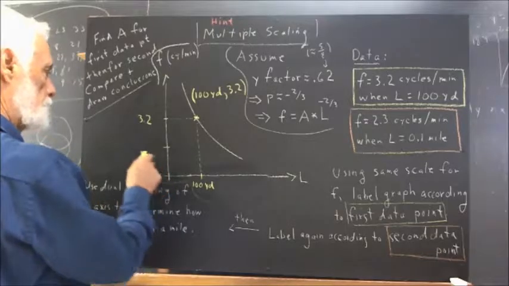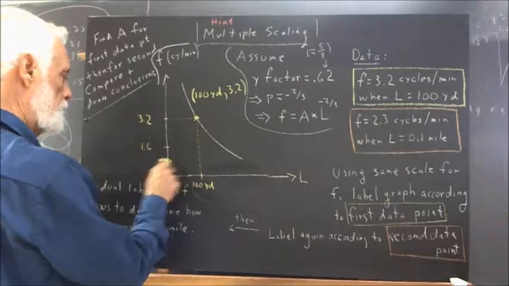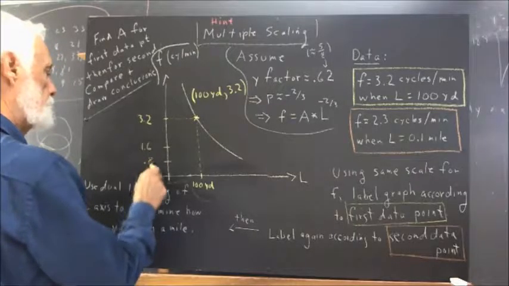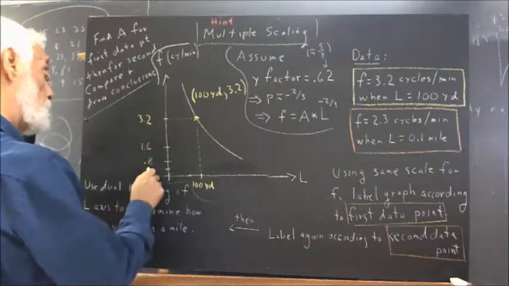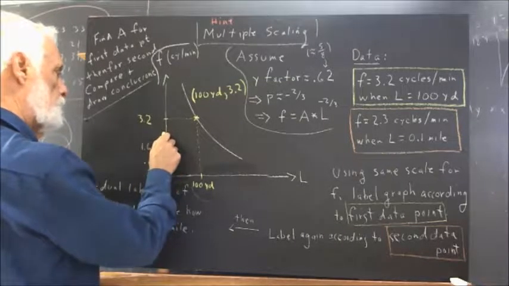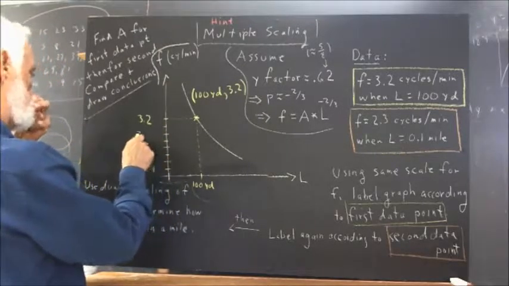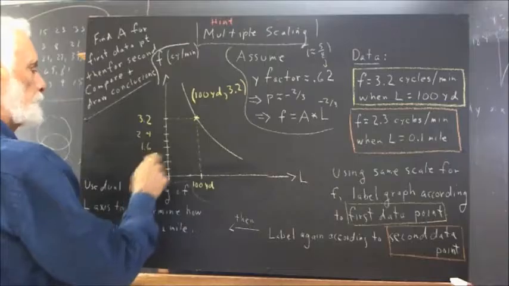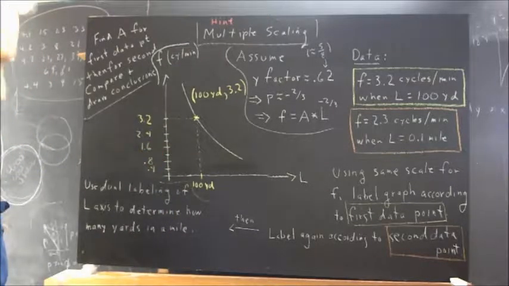So we can, if we wish, rescale the f-axis. Here's half of 3.2, which is 1.6. Here's half of that, which is 0.8. Half of that is 0.4. And we can put a couple more marks here and some more marks up here. Here would be 2.4. Leave this mark and this mark unlabeled, and this one, because it would get too crowded.